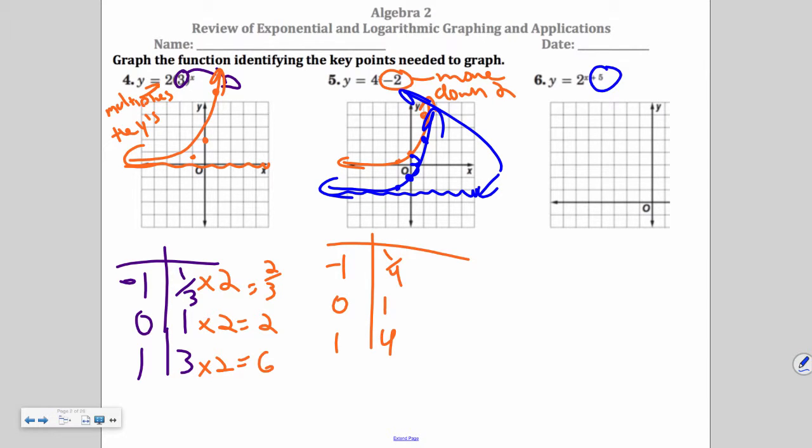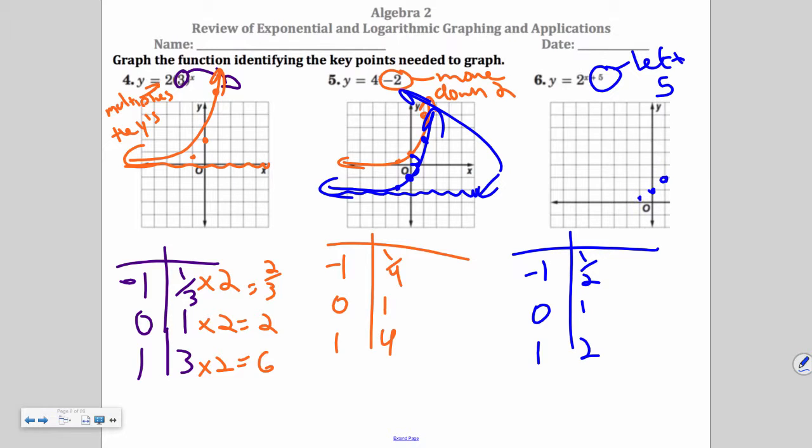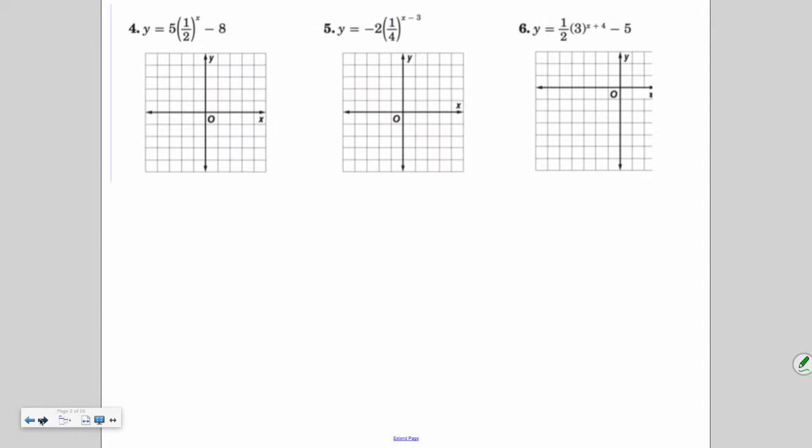And with this one, with the +5, it's left 5. So I always start off with my base. And now all I'm going to do is move these left 5. My asymptote does not change because my k value is still 0. It would be the same process for each one of these. The only problem is now there's multiple movements.